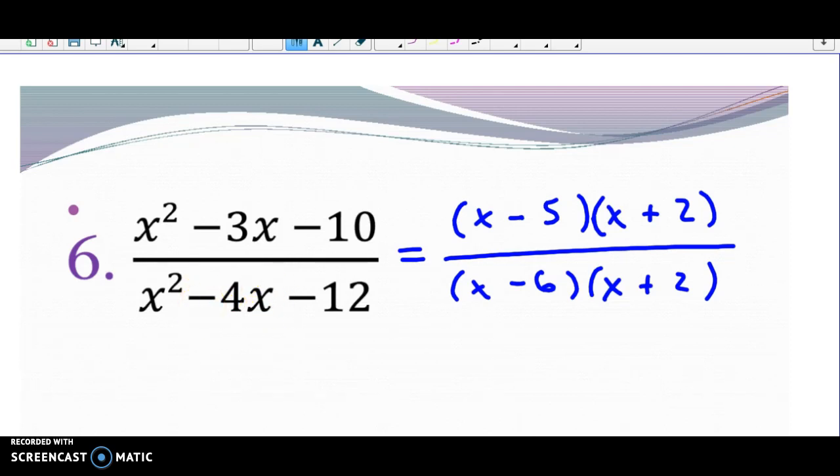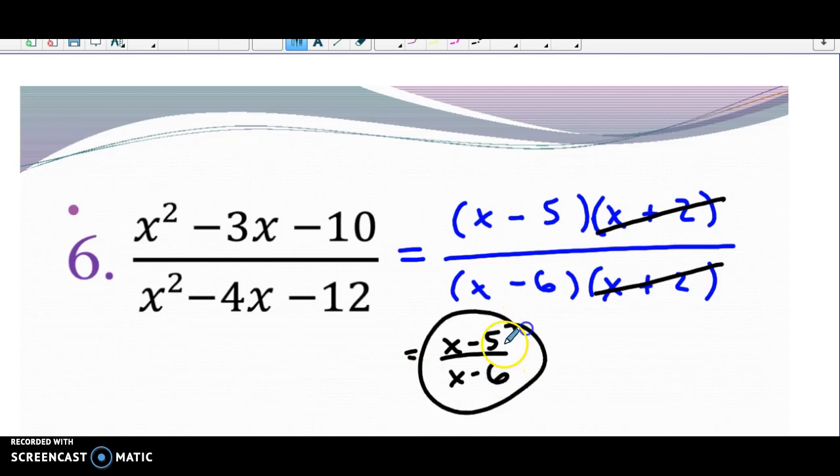So now I can go ahead and cancel any factors in common. This entire factor cancels with this entire factor. So my simplified expression is x minus 5 over x minus 6. Remember, I can't simplify that anymore because I can't cancel my x's because they're each part of a subtraction expression.